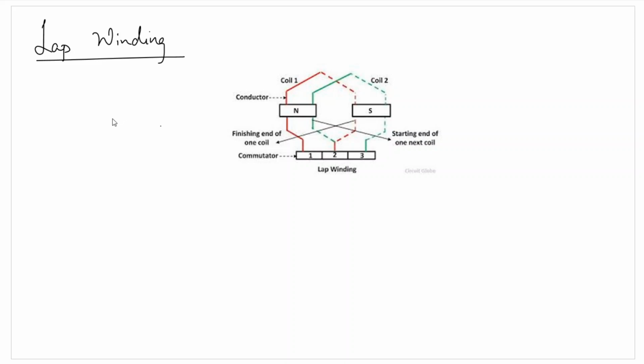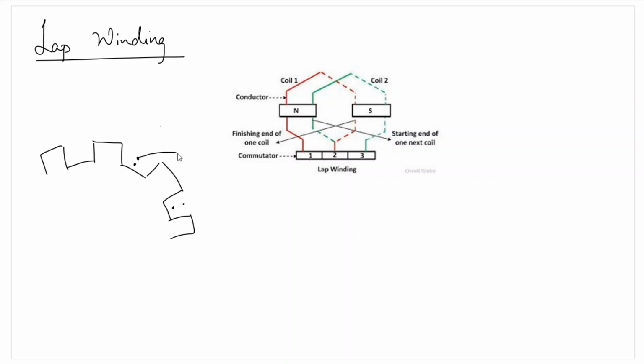Now this is how a lap winding looks. We know that in case of a DC machine, the armature is made up of slots and teeth. Now how we actually arrange the windings within these slots, that we have to see. Say for example, we'll have two conductors in this winding, in this slot.